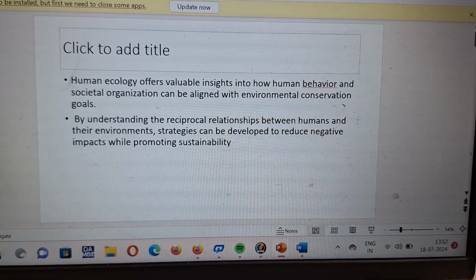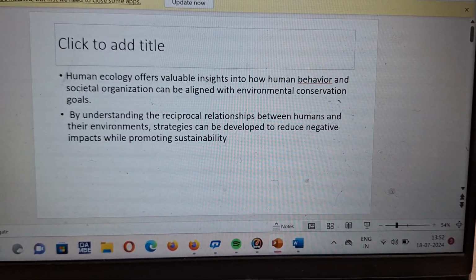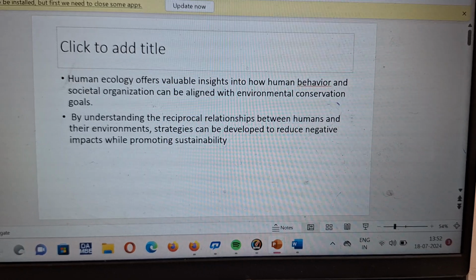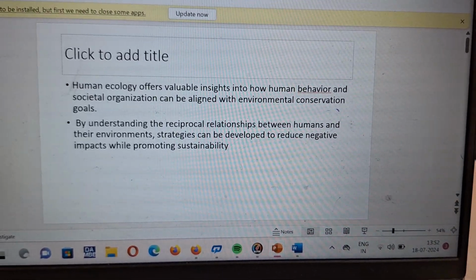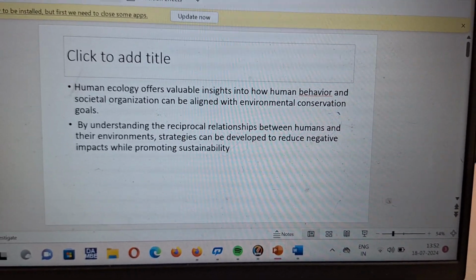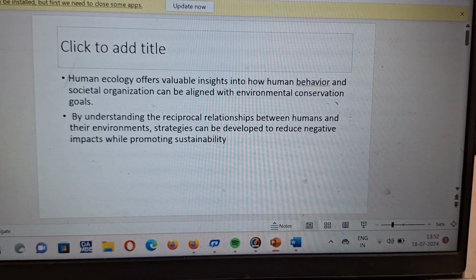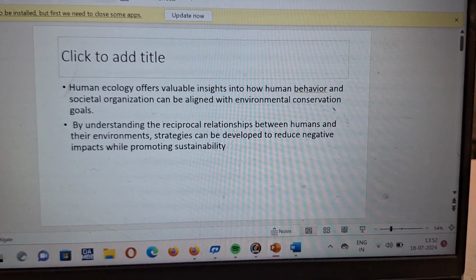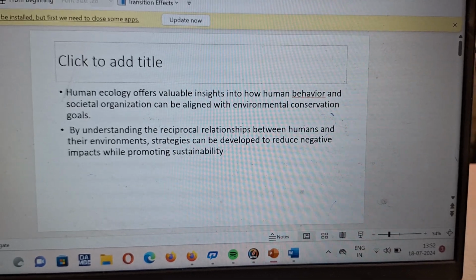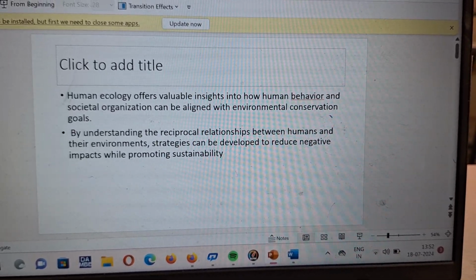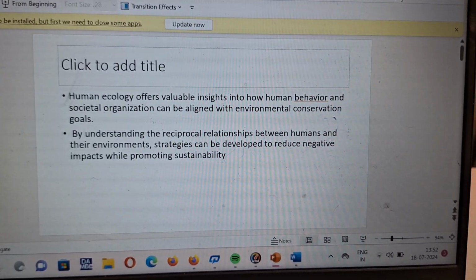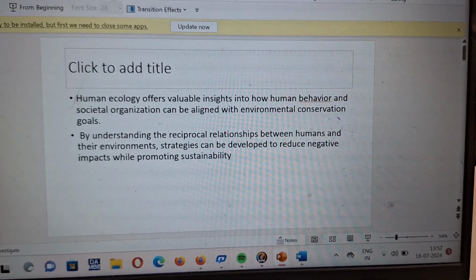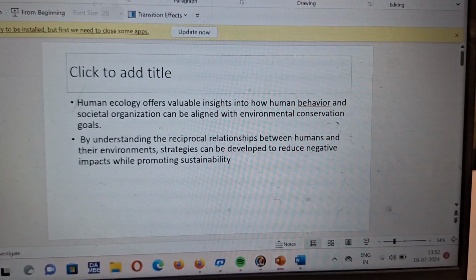Human ecology involves interaction between the human environment and the ecology. So this human ecology offers valuable insights into human behavior, and societal organizations can be aligned with environmental conservation goals. So, in human ecology, we are taking actions such that there is a conservation of the environment.